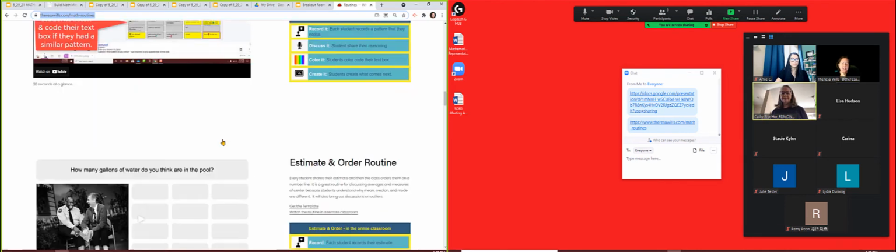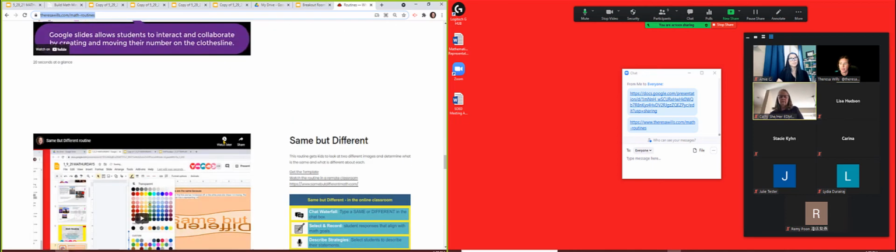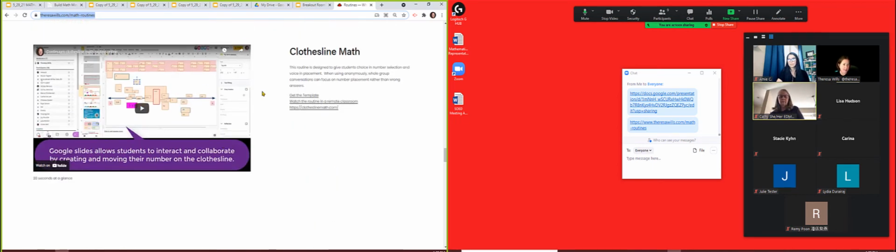The routines are a great place to start. Ones that I would recommend starting with is something like clothesline math, because it's accessible at every grade level. Kids type in their own number and they drag it down to the number line. They start to see what other people do. So it invites some positive peer pressure of, oh, I get what to do now.